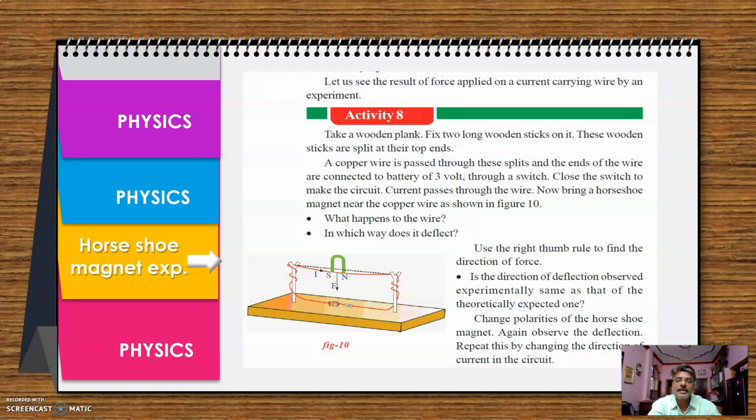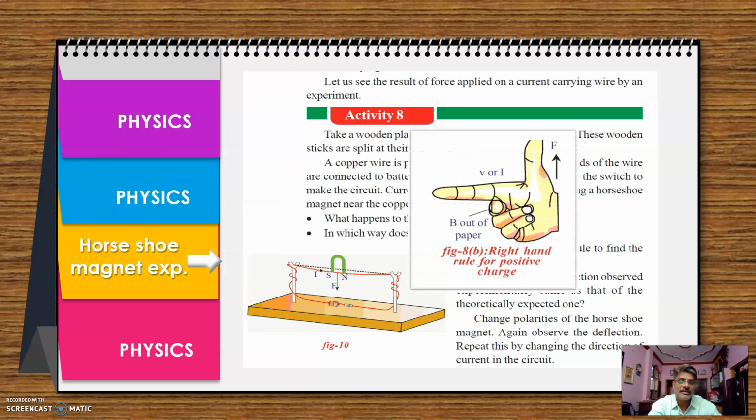Now the most important activity in the electromagnetism lesson is activity 8. How do you demonstrate that a current carrying conductor experiences force when it is kept in a magnetic field? So here the arrangement goes like this. You have to take two wooden sticks with small slits, make the wire horizontal, apply the battery and allow the current to pass through it. You will see that the current passes through the wire and nothing happens. But once you keep a horseshoe magnet as shown in the figure, the current carrying conductor will start experiencing a force, especially here in the downward direction.